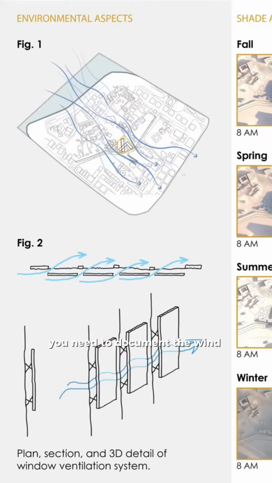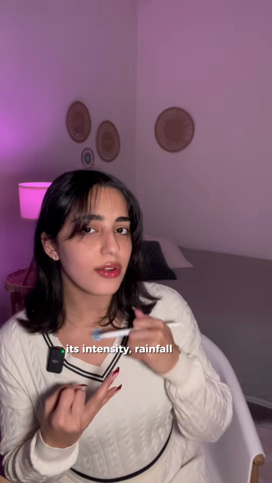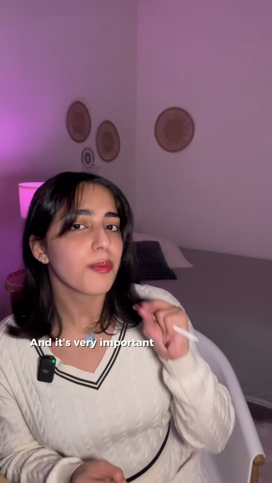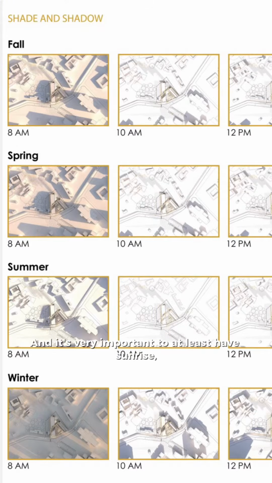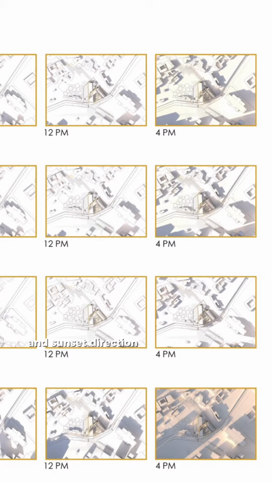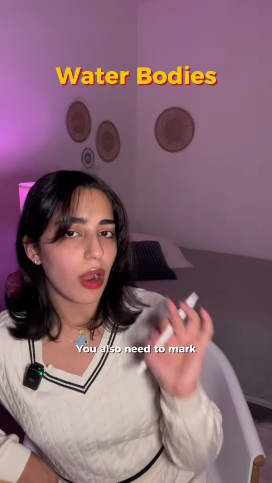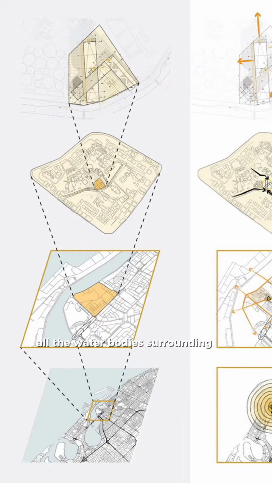You need to document the wind direction and its intensity, rainfall levels, and sun path, and it's very important to at least have sunrise, afternoon, and sunset direction during the summer solstice, winter solstice, and the two equinoxes. You also need to mark all the water bodies surrounding the site, like rivers, lakes, seas, oceans, etc.